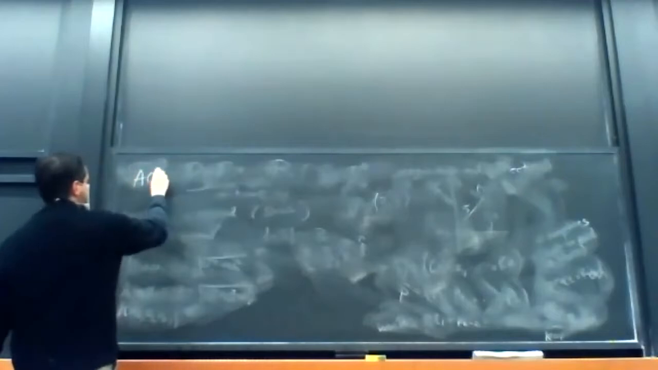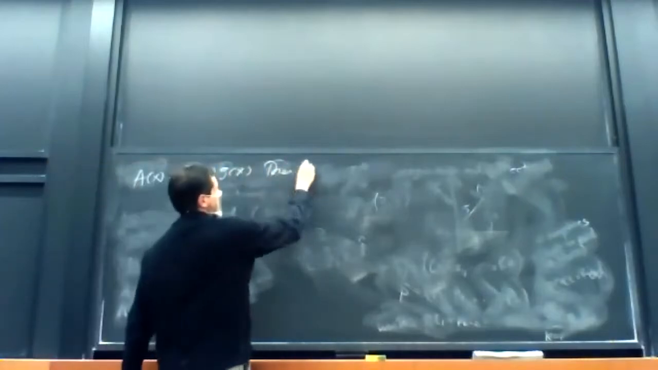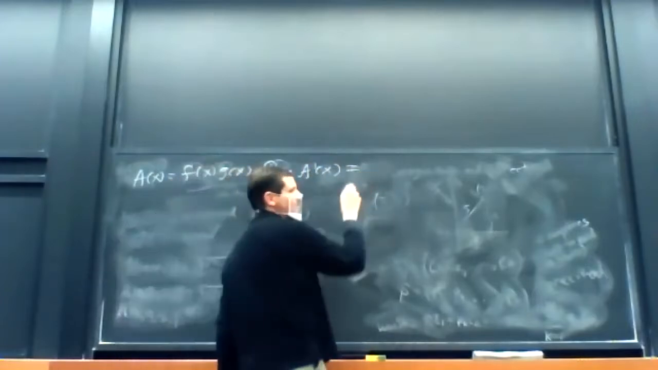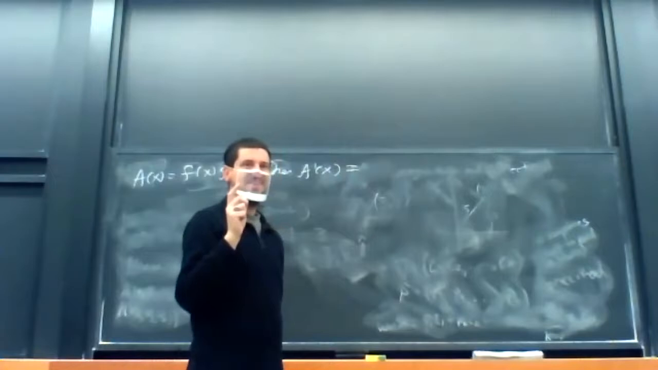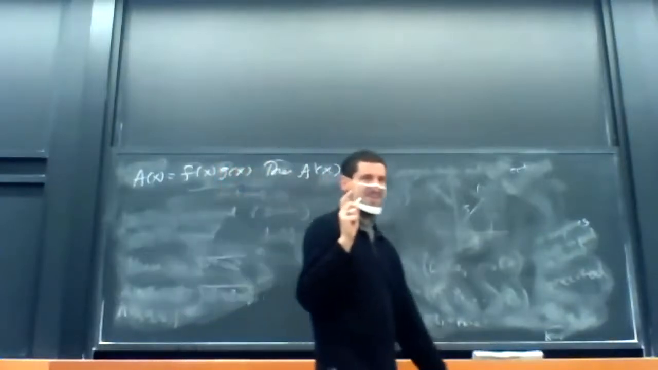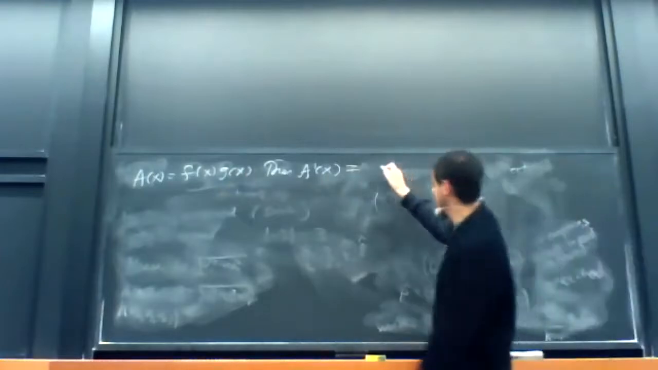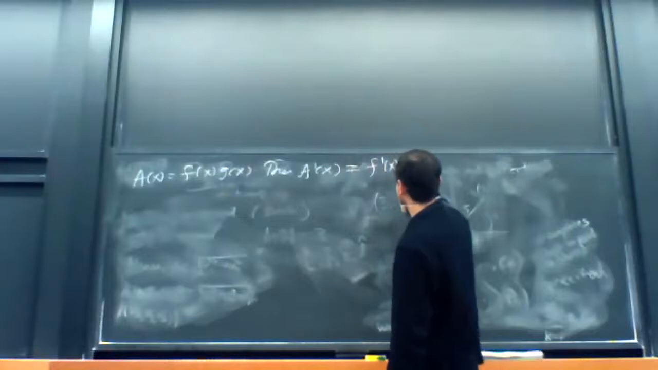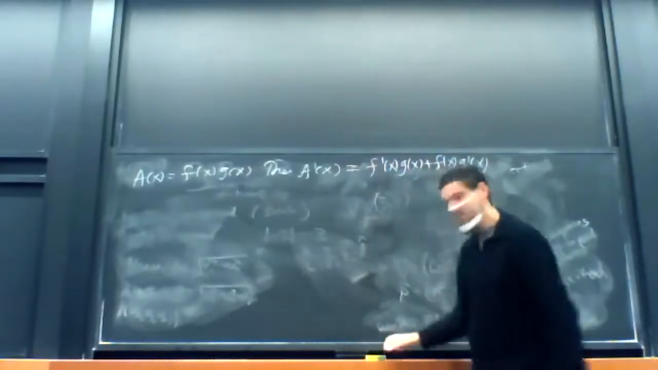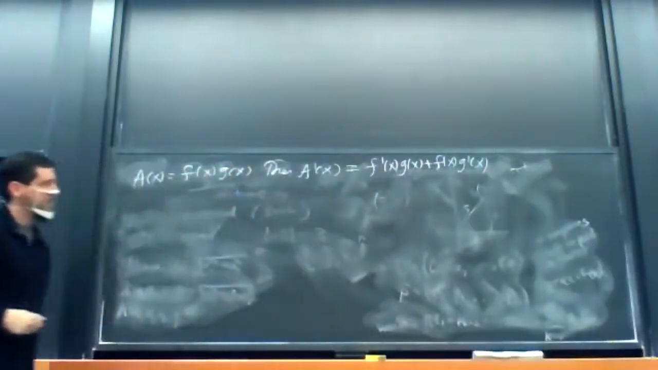If we have a of x is f of x times g of x, then what is a prime of x? Wait, what did you say? I said f of x times the derivative of g of x plus g of x times the derivative of f of x. So you're not wrong, but most people would do it the other way. Most people do f prime of x times g of x plus f of x times g prime of x. It is perfectly fine to do them in either order. But normally they do f prime g plus f g prime.